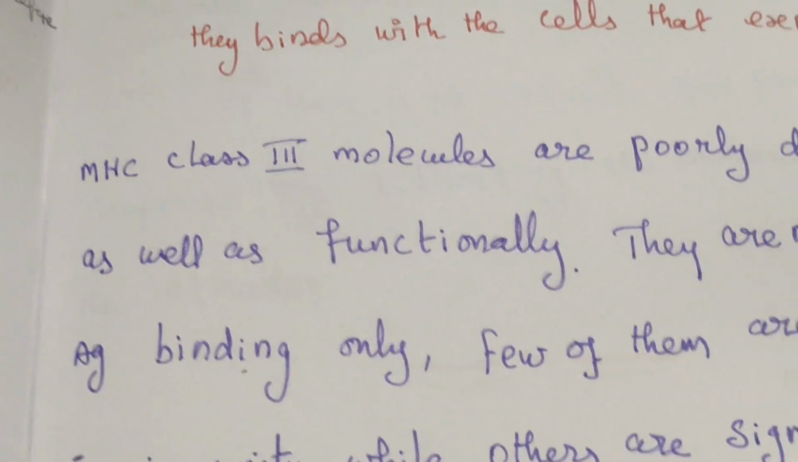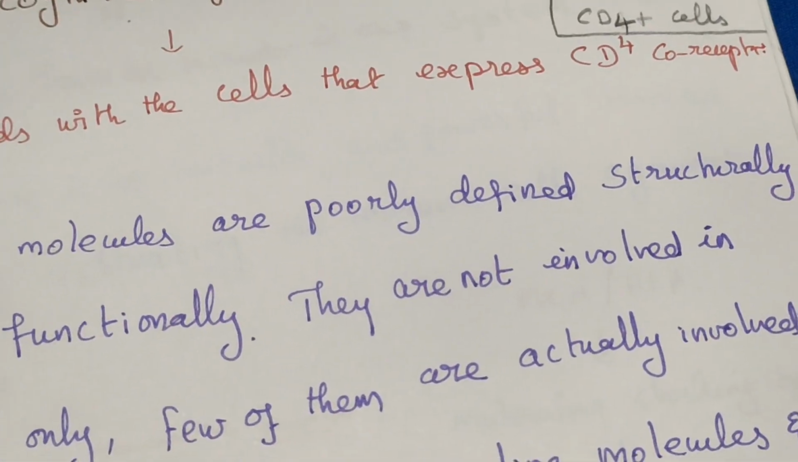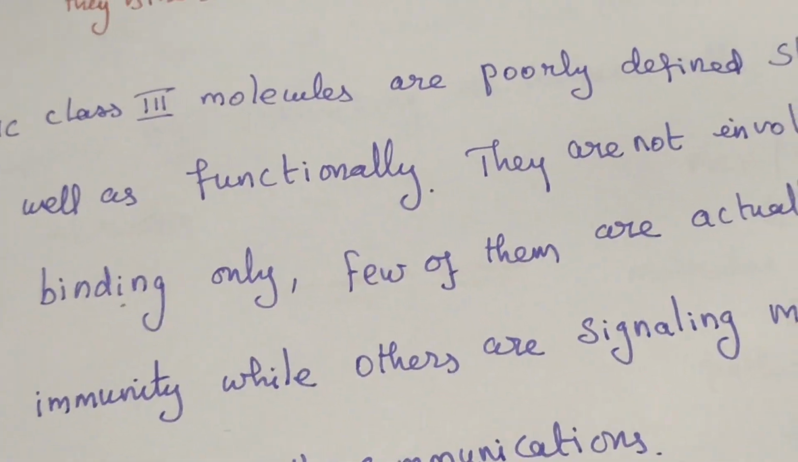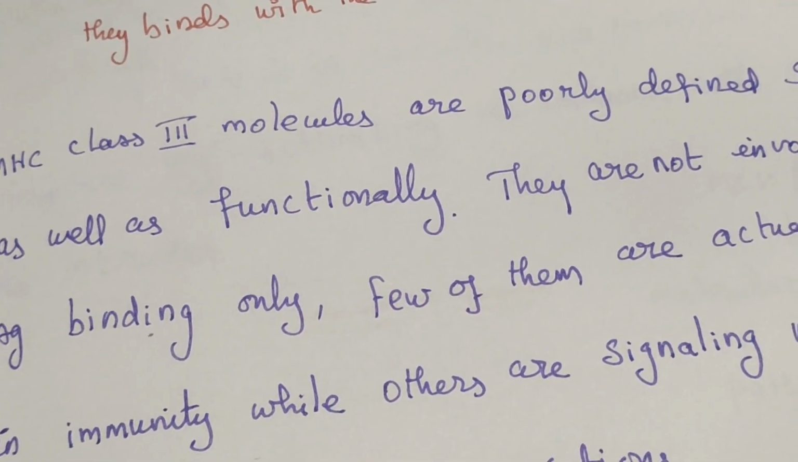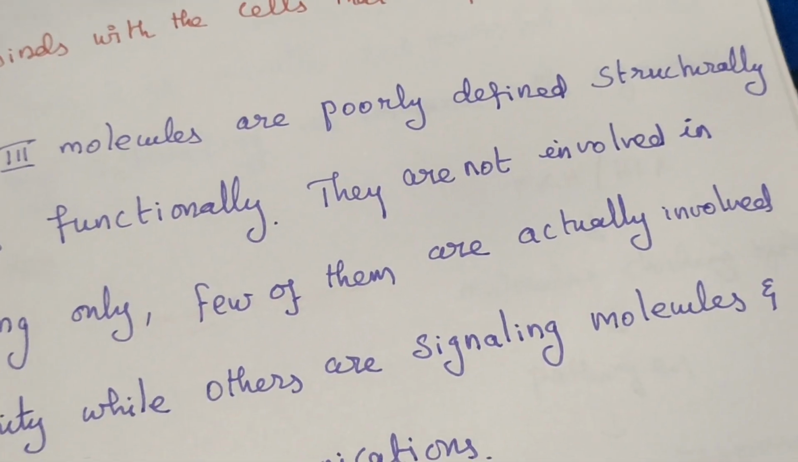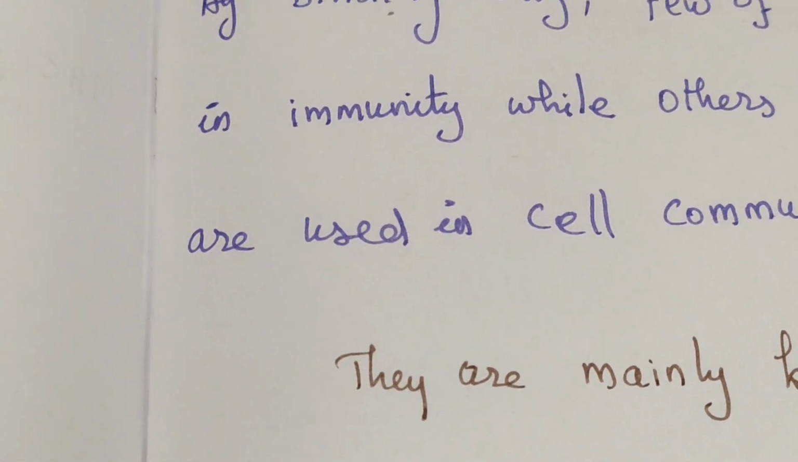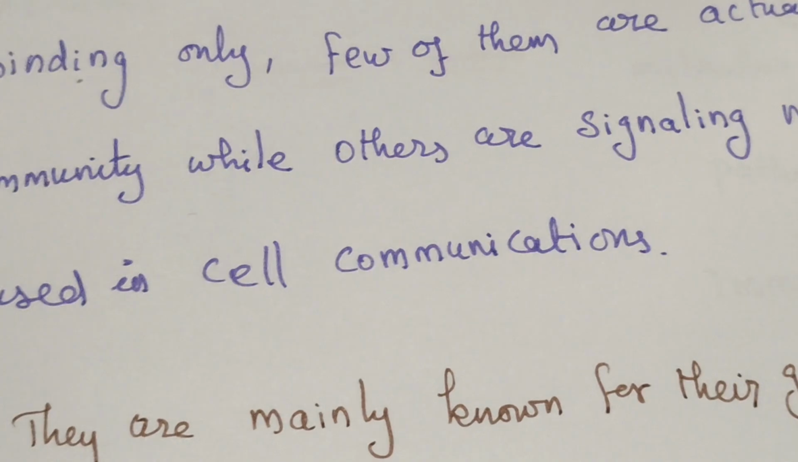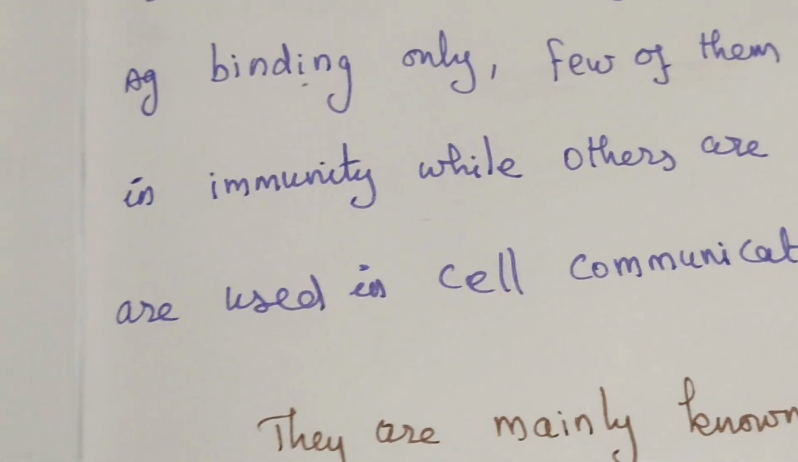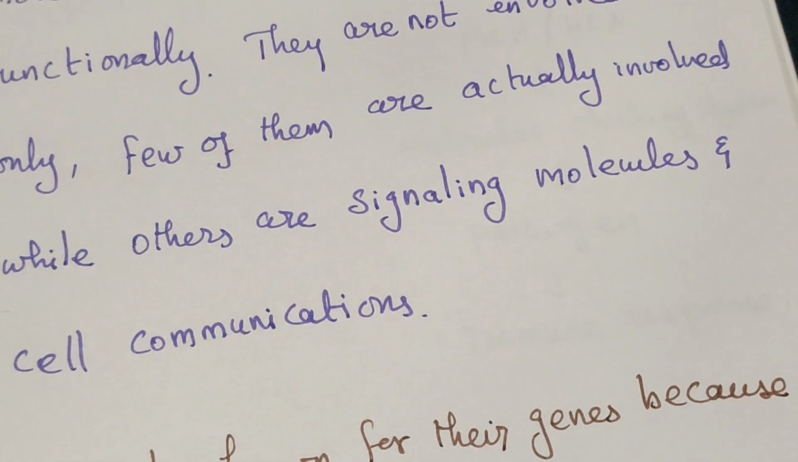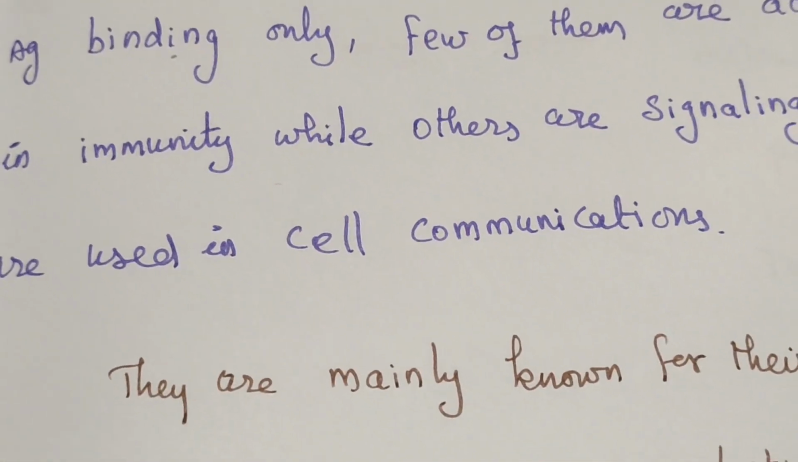Then MHC class 3 molecules are poorly defined, structurally as well as functionally. They are not involved in antigen binding only. Few of them are actually involved in immunity, while others are signaling molecules used in cell communication.